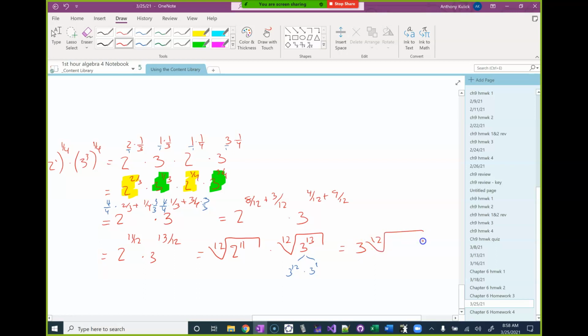And then these are both 12th roots, right? So they can go back together into one packet. And if I type 2 to the 11th times 3 into my calculator, I get 6,144. And that's as good as I can do.